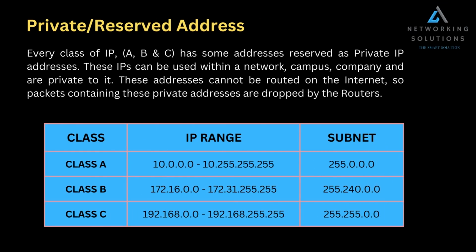Private IP addresses. Every class of public IP addresses has some addresses reserved as private IP addresses. These IPs can be used within a network, campus, or company, and are private to it. These addresses cannot be routed on the internet, so packets containing these private addresses are dropped by the routers. Here are the schemes of IP addresses from the first three classes reserved for private addressing. In order to communicate with the outside world, these IP addresses must be translated to some public IP addresses using the NAT process, or a web proxy server can be used.